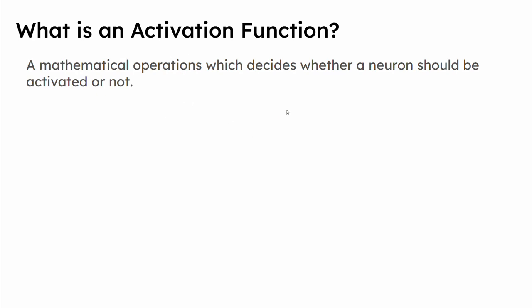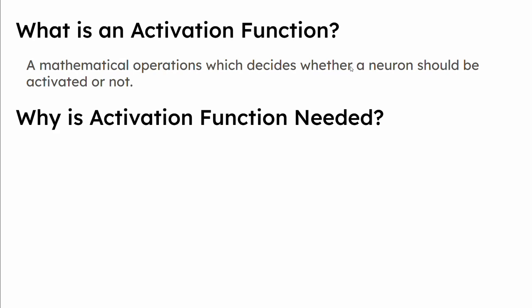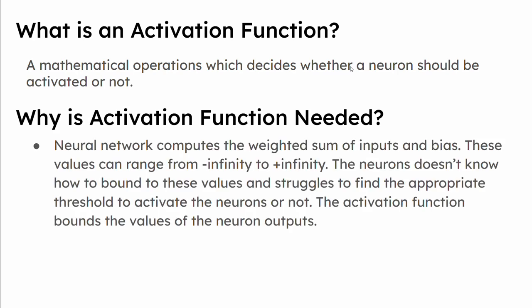After the summation, we apply the activation function. The summation can be a very large number or a very small number. Whether it should be activated or not is decided by the activation function. So why do we need an activation function? As I said just now, a neural network computes the weighted sum of the inputs and the bias. This sum can range from minus infinity to plus infinity.